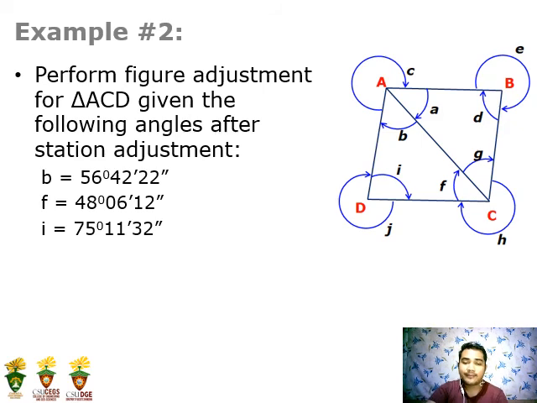Alright, so for example number 2, perform figure adjustment again for angles A, C, and B. Given the following angles after the station adjustment. So given nga tapos na ang station adjustment. For A, we have 56, 42, 22. For B is 48, 06, 12. And for C, we have 75, 11, 32.